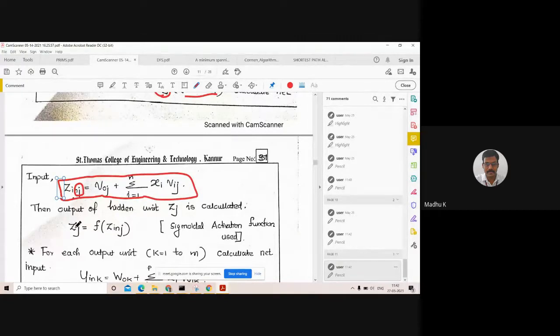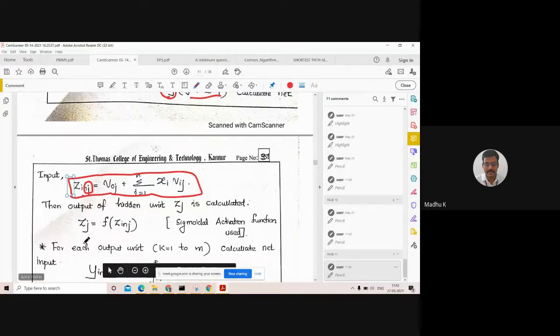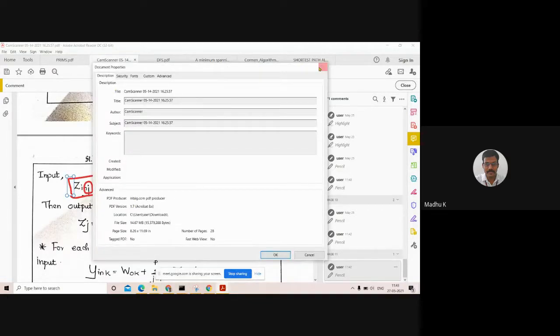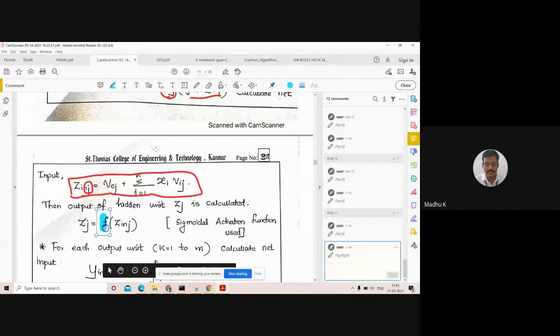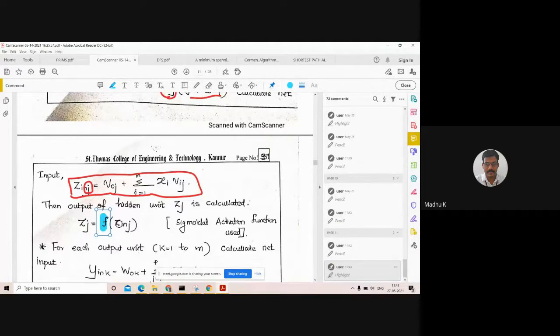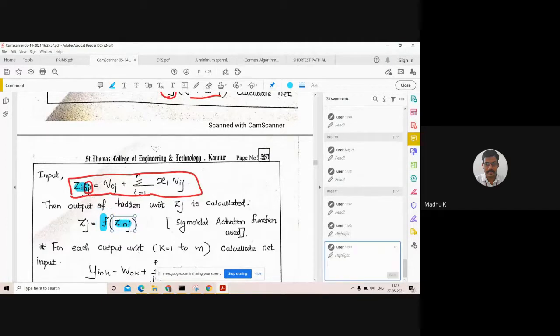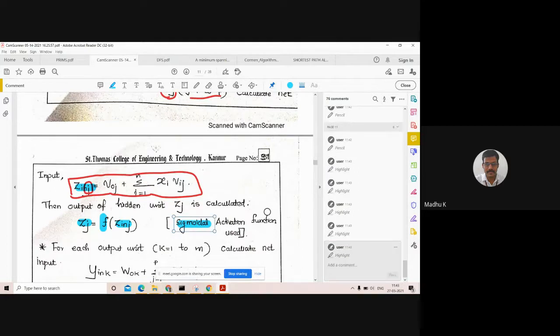Then we will calculate the output of each unit in the hidden layer using the activation function. By applying the activation function over the net input z_inj, we get the output from the hidden layer, zj. Here the sigmoidal activation function is used. Based on the type of the input data, we can apply binary sigmoidal or bipolar sigmoidal.